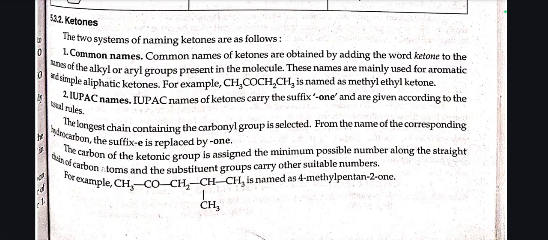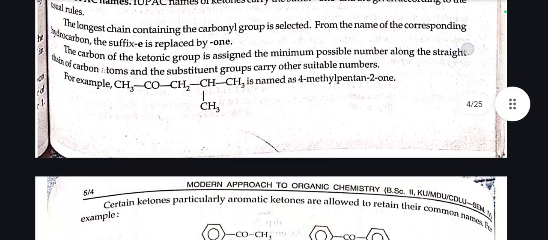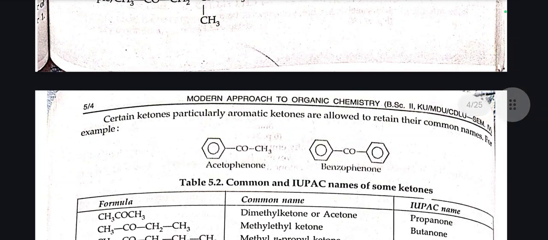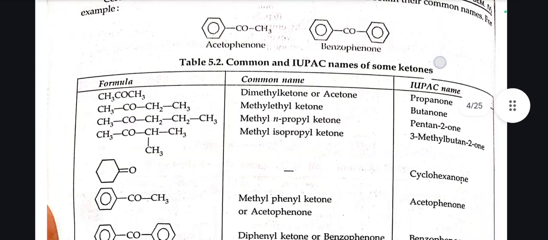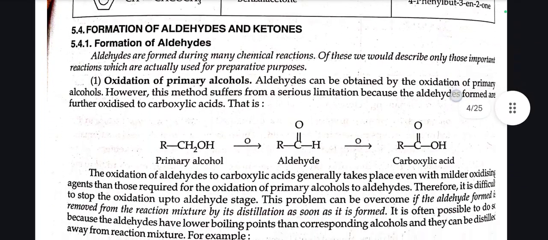For example, CH3COCH(CH3)CH2CH3 is named as 3-methylpentan-2-one. Certain ketones, particularly aromatic ketones, are allowed to retain their common names. For example, acetophenone, benzophenone. Now, formation of aldehydes and ketones.